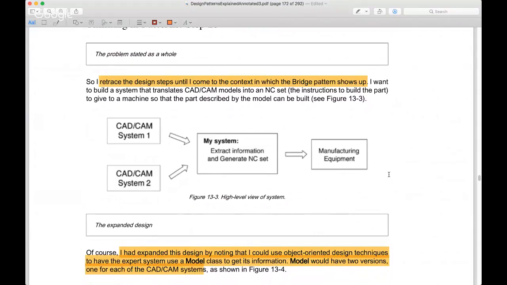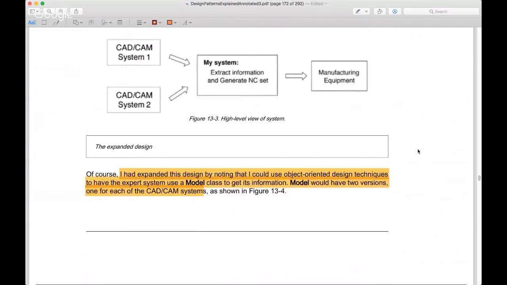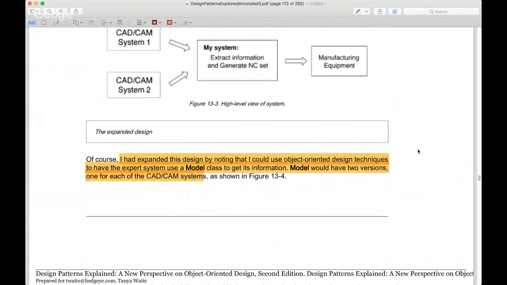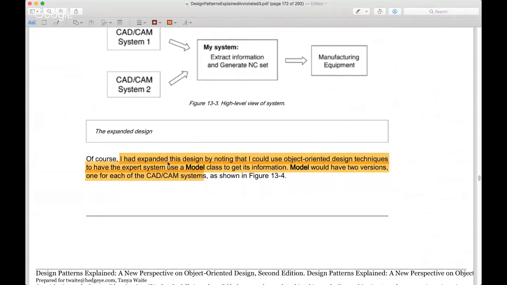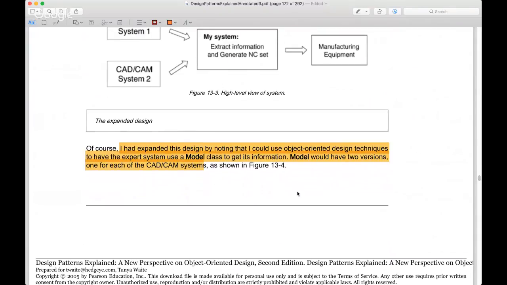And here it is. I want to build a system that translates CAD/CAM models into an NC net so that he can send it to the manufacturing equipment. So he had expanded this design by noting he could use object-oriented design techniques to use a model class to get its information. Model would have two versions, one for each of the CAD/CAM systems.